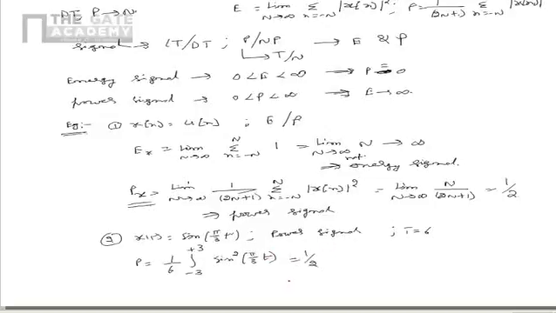So the power of the signal P_x of t is finite. From this, we see that the given signal is power signal. And also we see that as the signal is power signal, the energy of the signal will not be finite. From this, we see that the given signal is not energy signal.